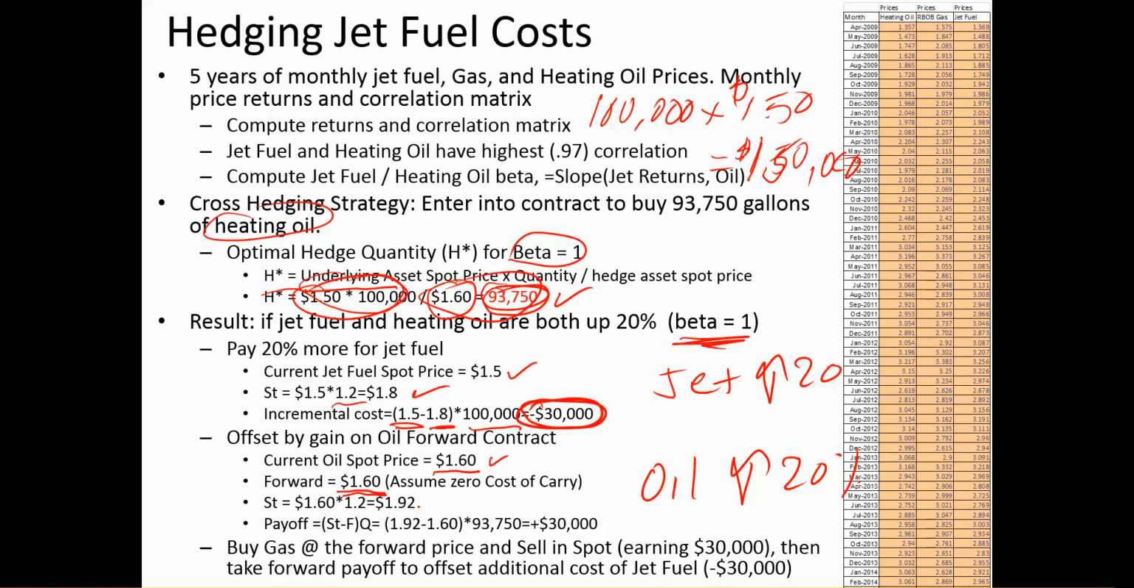At maturity, the spot price of heating oil goes to $1.92, which is 20% higher. Their payoff of their forward is (ST minus F) times Q. They made $30,000, which perfectly offset the $30,000 extra expense in heating oil.